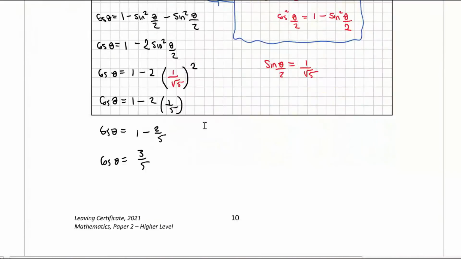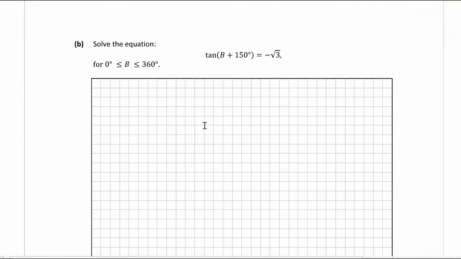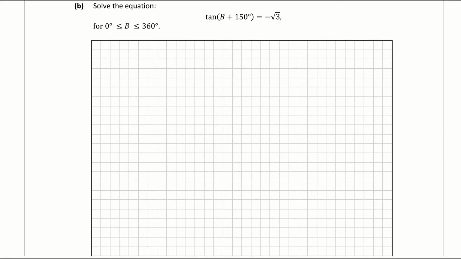Scrolling down now to part B of that question. So solve the equation tan of B plus 150 degrees is equal to minus root 3, where B is between 0 and 360 degrees. So again, let's put down what we know. So we have tan of B plus 150 degrees is equal to minus root 3. I'm going to use my log tables now, page 14.